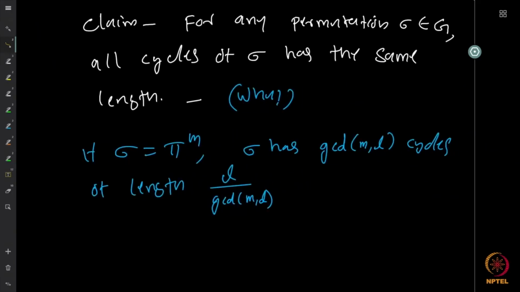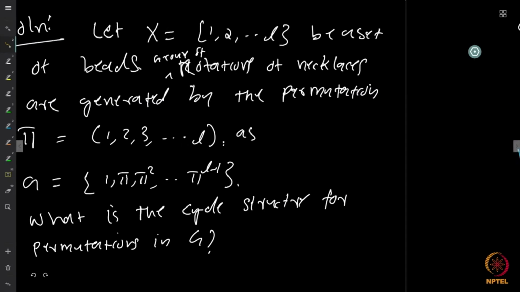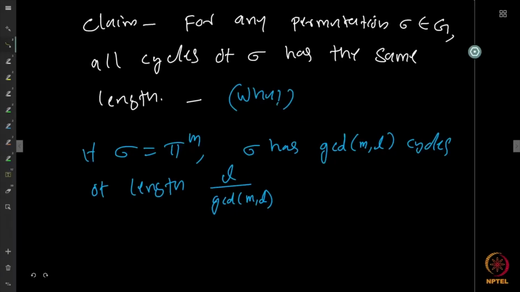So why is this? Well, if you look at the rotation and then try to represent it using some modulo arithmetic, you can easily prove this. And observe that if sigma is pi, where pi is the generator, pi raised to m, then sigma has exactly GCD of m comma l cycles of length l by GCD of m comma l. So this is an even more refined claim. So prove this.